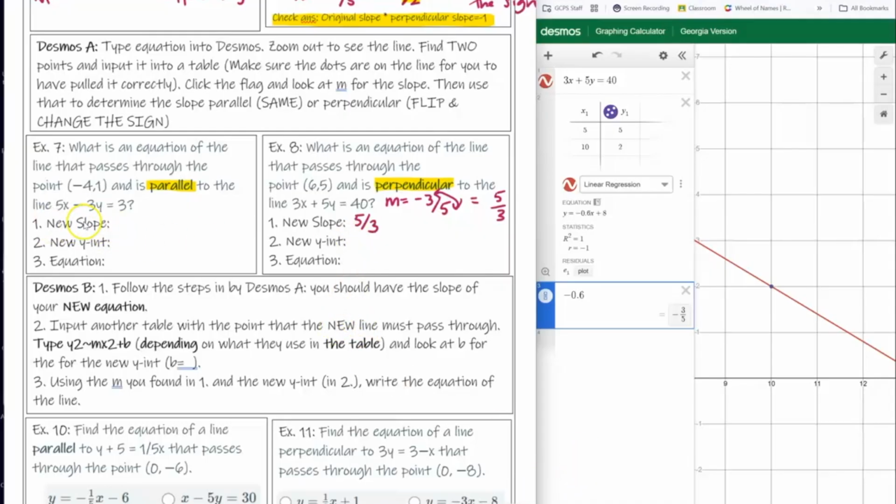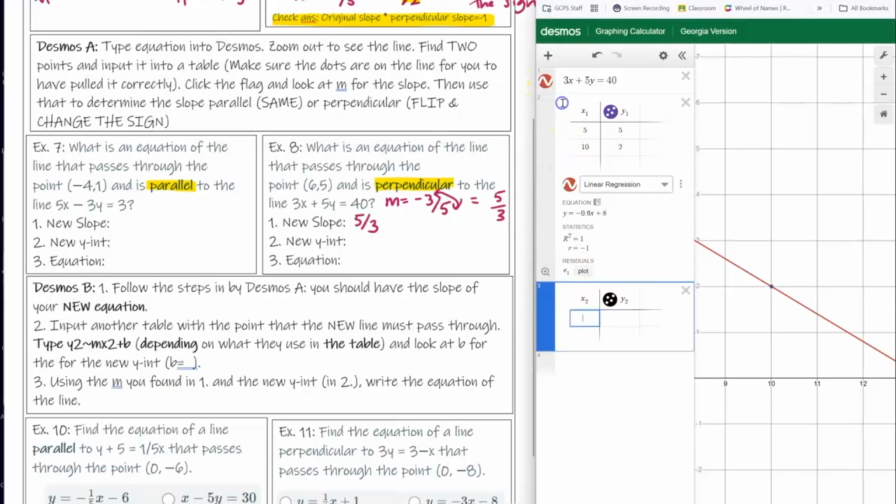So for you, what's your new slope? Now you should have found the slope for your new equation. So the slope for my new equation is 5 over 3. I need another table. I'm going to delete this because I don't need that again. So I'm going to put in another table.